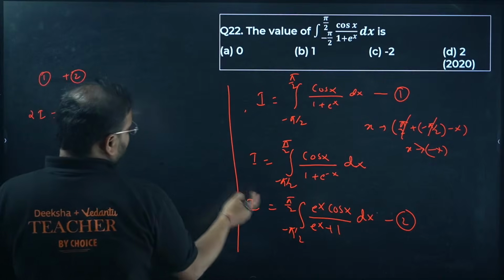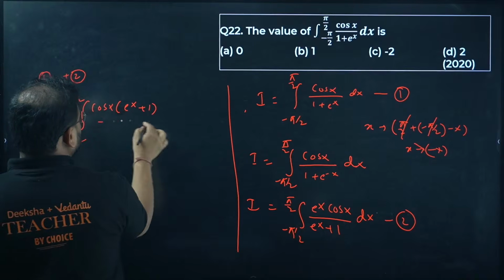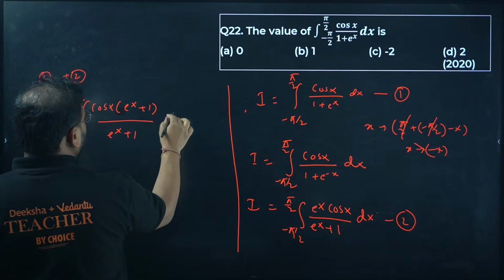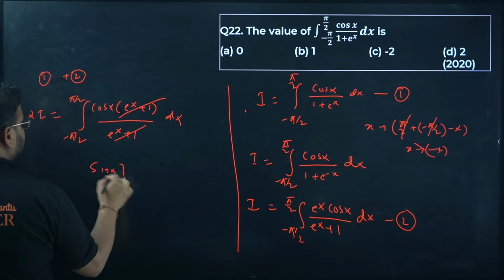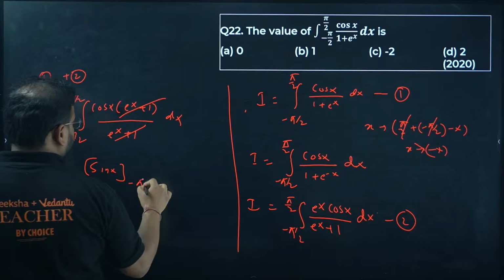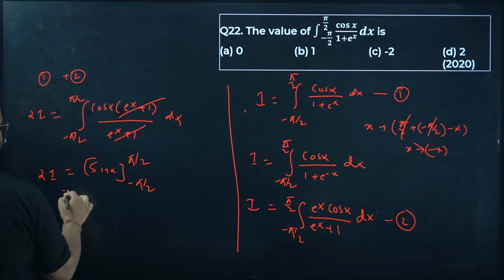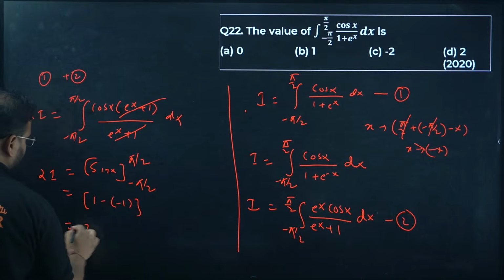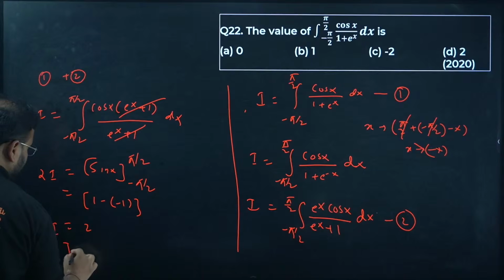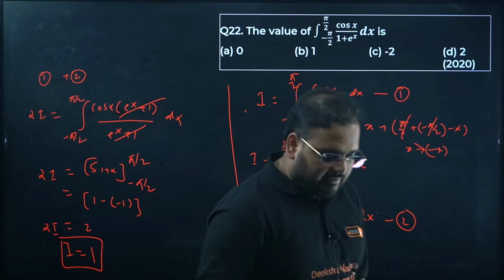And you can see that cos x is common. You can take it out, and e power x plus 1 cancels. Integration of cos is sin x from where to where? From here to here. Sin pi by 2 is 1, minus of minus 1. So 2 equals 2I. It means my I value is coming as 1.